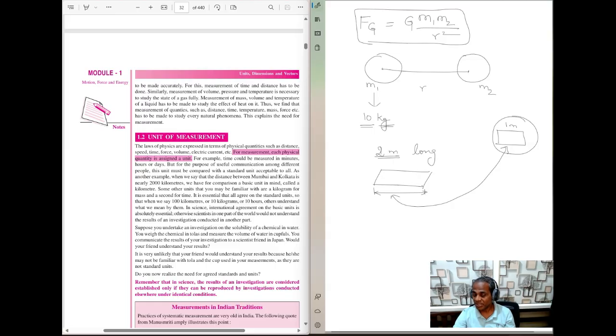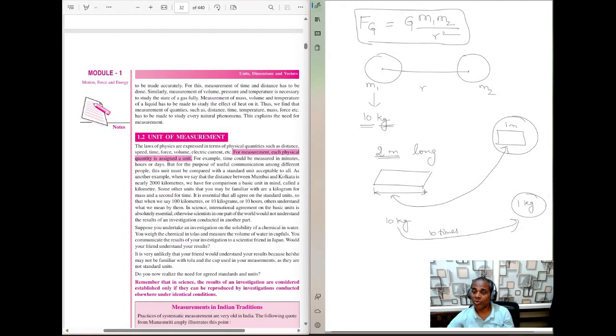Similarly, if I say the mass of the table is 10 kg, then we are comparing this with a standard of 1 kg. We are saying this table is 10 times heavier than the standard of 1 kg. So again, to reiterate, to measure a quantity, we compare it with a fixed standard amount of that same quantity, and that standard amount is called a unit.